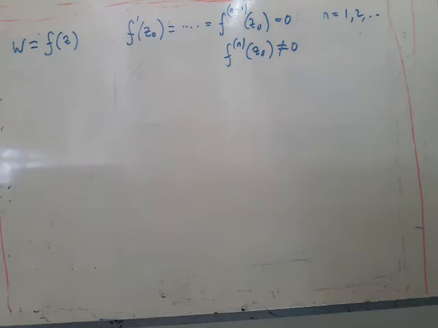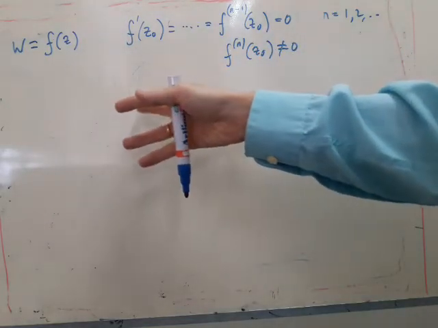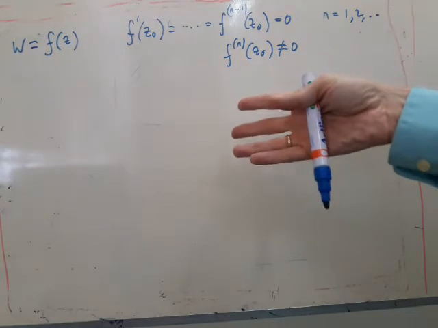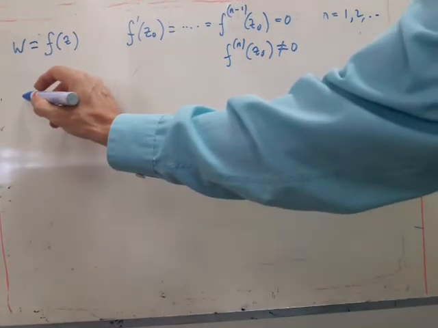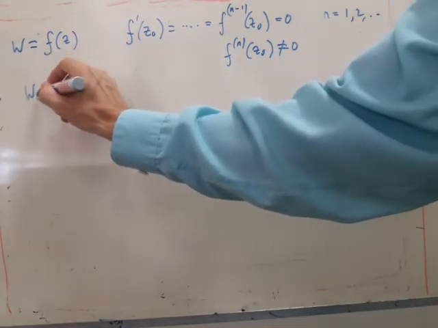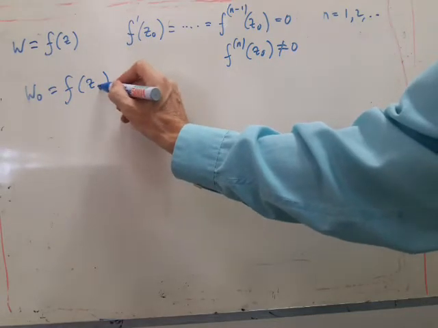What we're trying to show is that the angle between two lines intersecting at z0 gets mapped to two lines which have an angle of n times what happens at z0. Okay, so we're going to call w0 just f of z0.